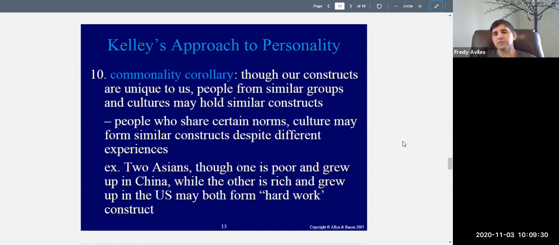Or I'll give you another example. This example will be about Latinos, right? You can have Latinos that grow up in different countries, or different socioeconomic classes, but they both like spicy food, okay? Because it's a cultural thing. We kind of enjoy spicy food. That's just an example, but it also seems like a stereotype, okay? But that's the commonality corollary.